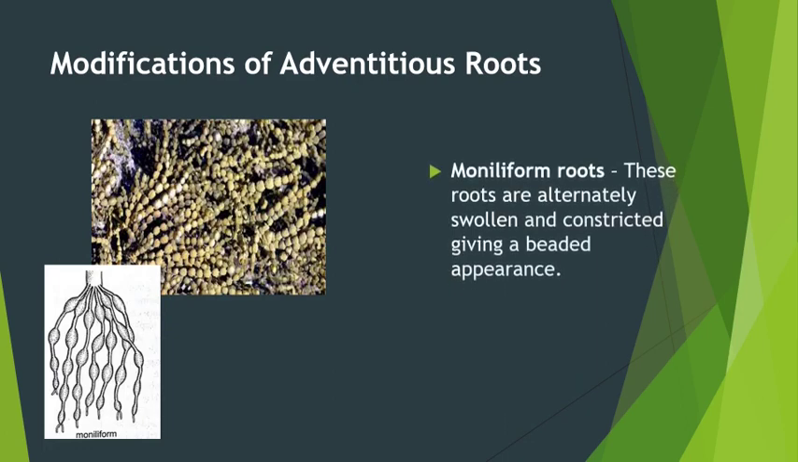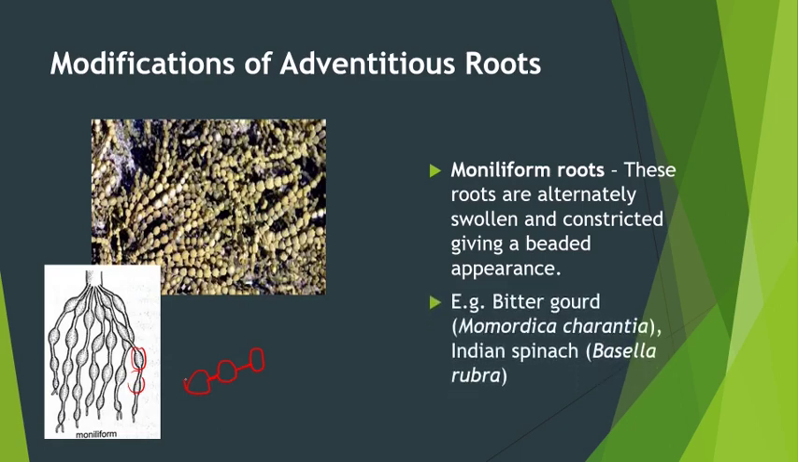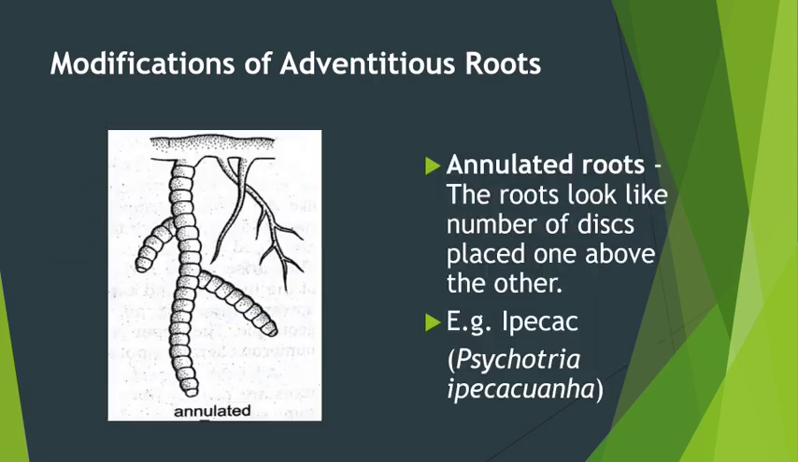Then adventitious roots, moniliform. You can see a beaded structure as if a number of beads are present. Such moniliform roots are swollen and constricted, swollen, constricted, swollen, constricted. Such type of roots are called moniliform roots, and they are found in Karela, bitter gourd, scientific name Momordica charantia. Or they are also found in Palak, Indian spinach. Moniliform. The last type we will study is annulated root.